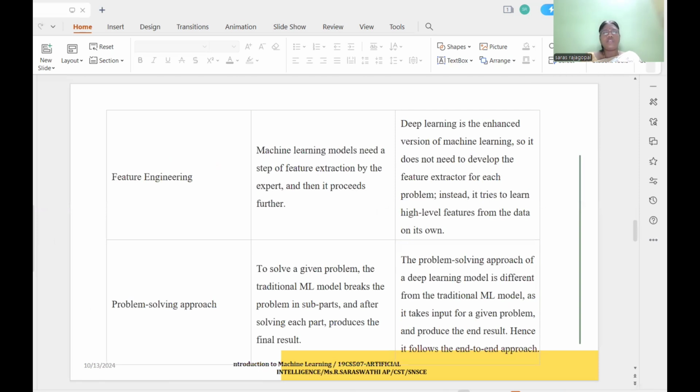Another difference is the feature engineering and problem-solving approach. Feature engineering in a machine learning model needs a step of feature extraction by the expert, and then it proceeds further. Deep learning is the enhanced version of machine learning, so it does not need feature extraction developed for each problem; it learns high-level features from the data on its own. Problem solving: to solve the given problem, the traditional model breaks the problem into subparts, solves each part, and produces the final result. The problem-solving approach of deep learning is different from the traditional method. It takes input for a given problem and produces the end result.